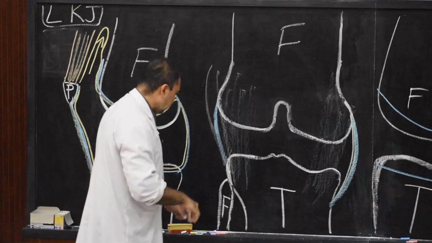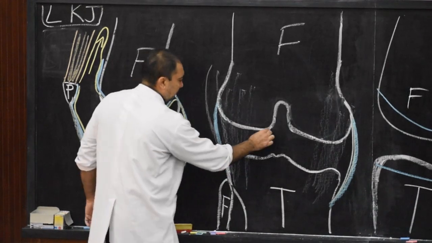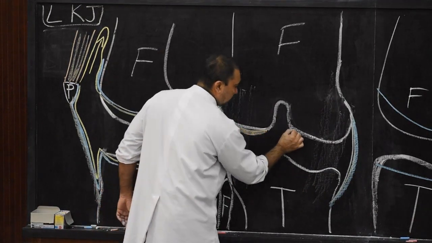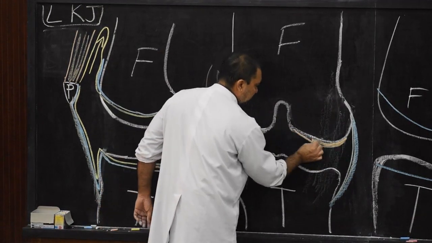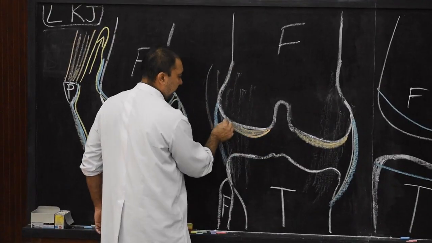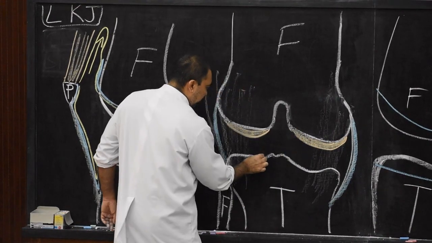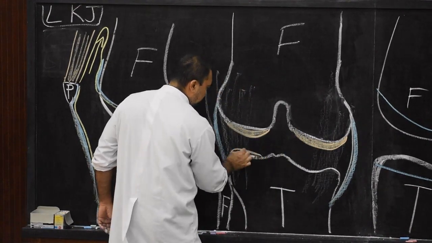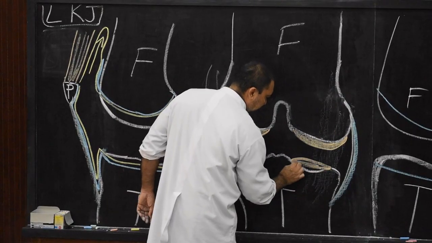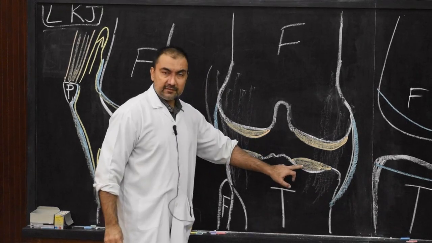So where are the articular cartilages? If I show these two condyles of the femur here, these are covered by the articular cartilage. Similarly, the articular cartilage will be present here on the tibia. This is the articular cartilage. So these are the articular cartilages covering the condyles of femur and tibia.